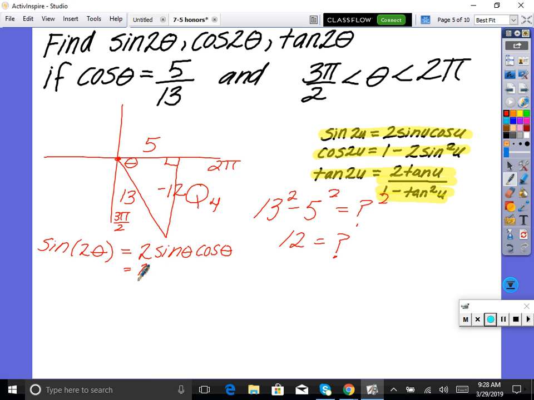So that's equal to 2 times the sine of theta. Our sine is opposite over hypotenuse, so that'd be negative 12 over 13, times our cosine of theta, which is adjacent over hypotenuse, which was 5 over 13. So if you wouldn't mind real quick, give me the simplified fraction of that. What is that real quick?